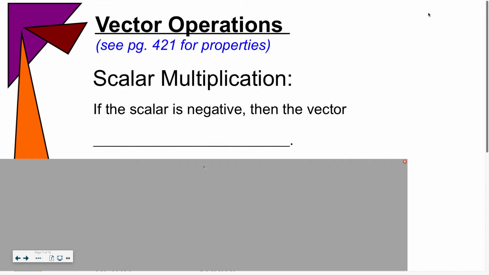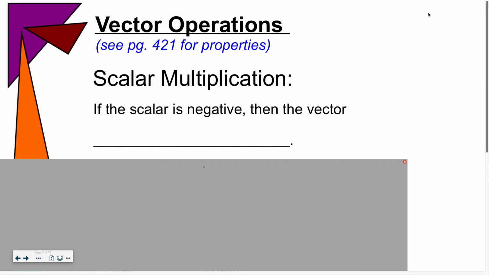So vector operations, we're going to talk about scalar multiplication, addition, and subtraction. There's a whole bunch of properties that you can look up on page 421 if you're interested, but I'm not going to take the time to go over them. They're kind of intuitive, okay, but if you're questioning, you can look at that.